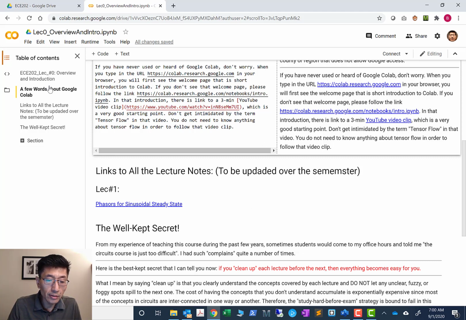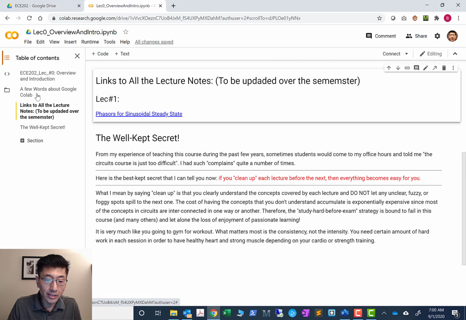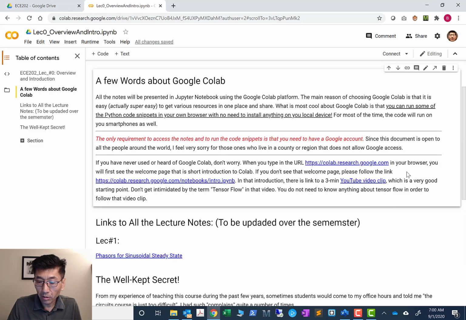This Google Colab also has a nice table of contents. You can easily navigate to different sections of the document. So that's about Google Colab.